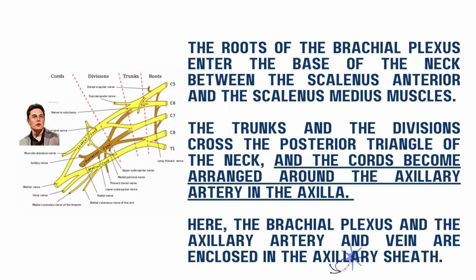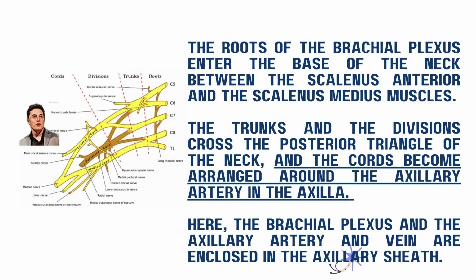The trunks and the divisions cross the posterior triangle of the neck, and the cords become arranged around the axillary artery in the axilla. Here the brachial plexus and the axillary artery and vein are enclosed in the axillary sheath. So it could be an MCQ asked in the FCPS Part 1: which part of the brachial plexus is present in the axillary sheath? The answer is the cords, not the trunks, not the branches, not the whole plexus, not the roots. The posterior, medial and lateral cords are present in the axillary sheath.